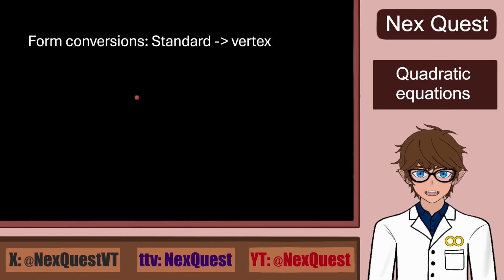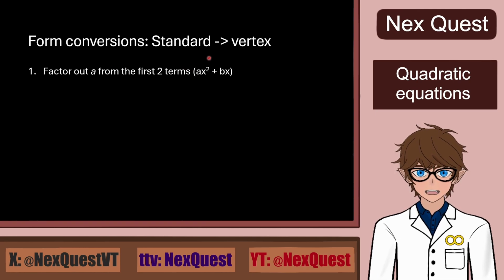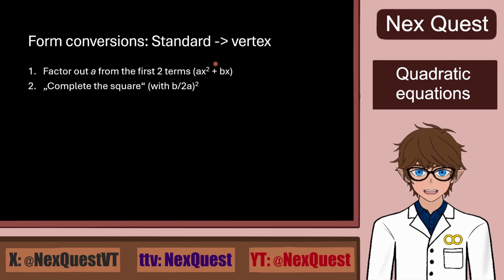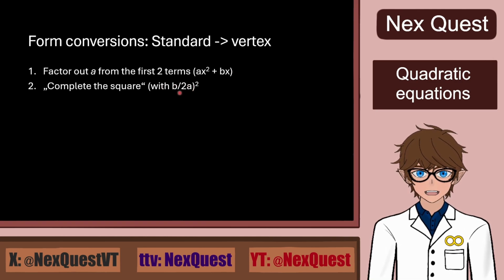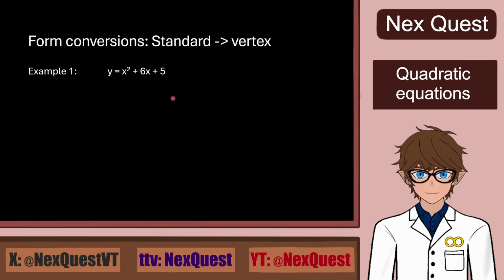Let's learn to convert from standard to vertex. First, we factor out a from the first 2 terms, so ax squared plus bx. Then we have to complete the square. This bracket we have here, we have to complete to be able to get a square of a sum or square of a difference. And this formula I mention here is just a recommendation that you can use to make it easier if you don't see what numbers you have to add in or take away to get the square. After that, we simplify and write in the right order, and voila!